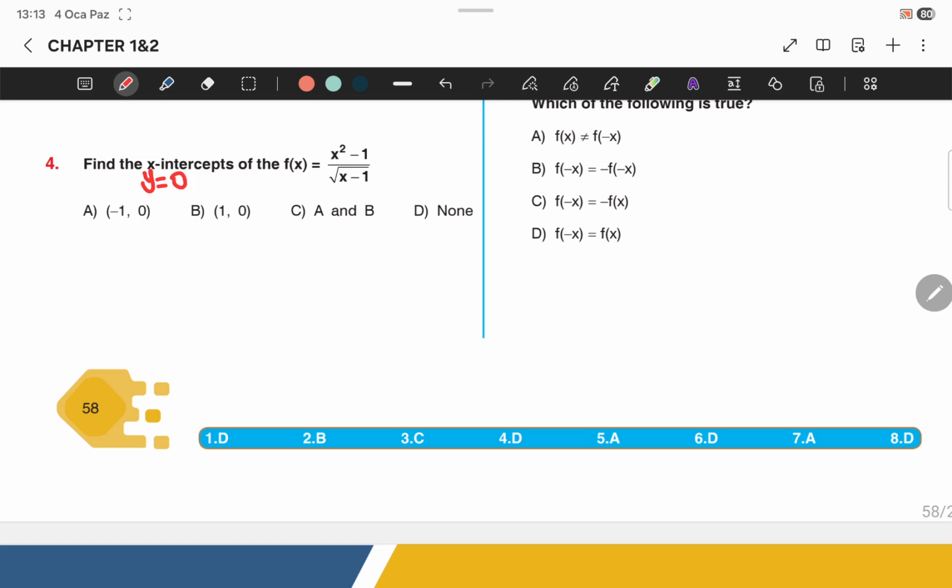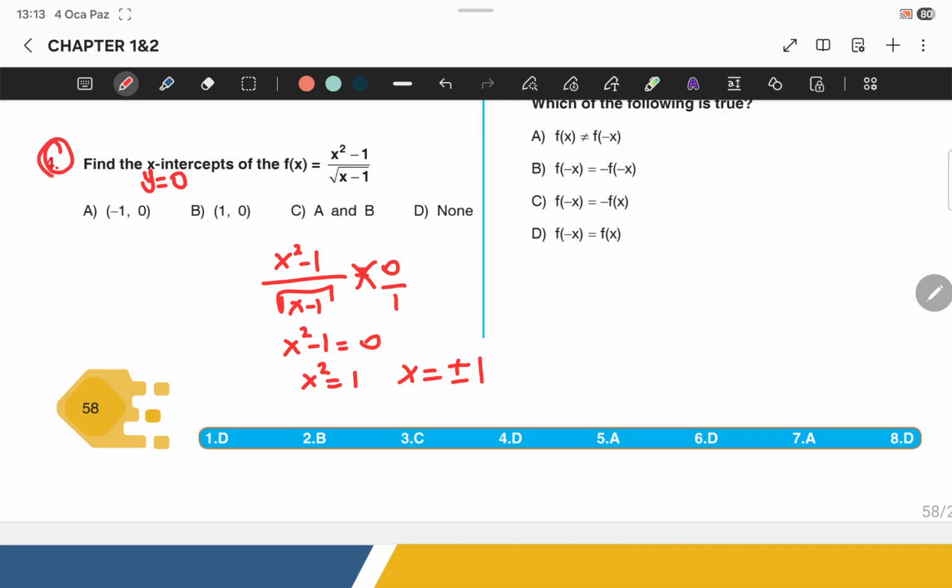Find the x-intercept, which is y equal to 0. Here, I will just set it equal to 0. Square root of x squared minus 1 over x minus 1 equal to 0. Here we have an invisible 1. Let me do cross product. 0 times this is 0. x squared minus 1 equal to 0. x squared equal to 1. x is plus or minus 1.